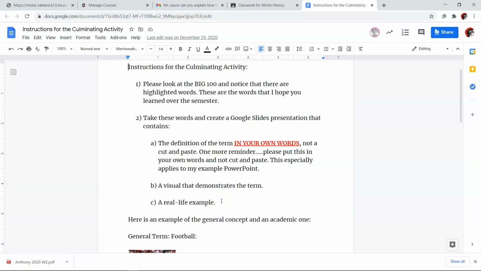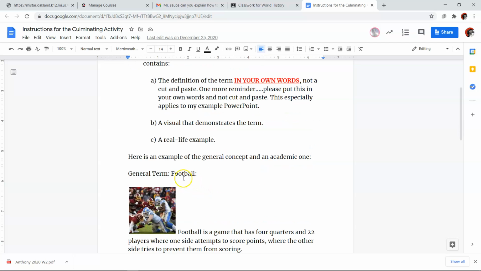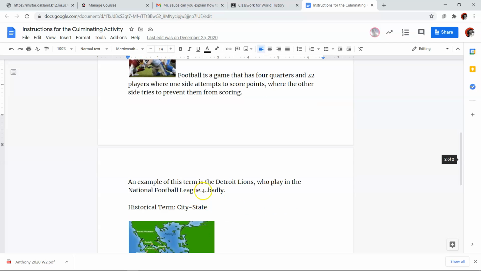So here's an example, and it's not history-related, but hopefully it explains what we're talking about. Let's pretend the word was football. Here's the picture, and if you don't know anything about football, there are the helmets and them hitting each other and that kind of thing. And here's the definition: football is a game that has 4 quarters and 22 players, where one side attempts to score points while the other side prevents them from scoring points. That's a definition in my own words. And a real-life example is the Detroit Lions. That's a real-life example of the term. They do play in the National Football League, badly if I may add.